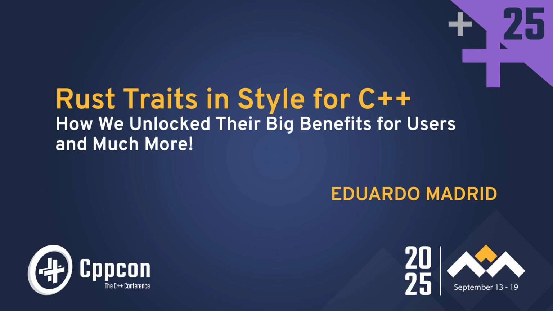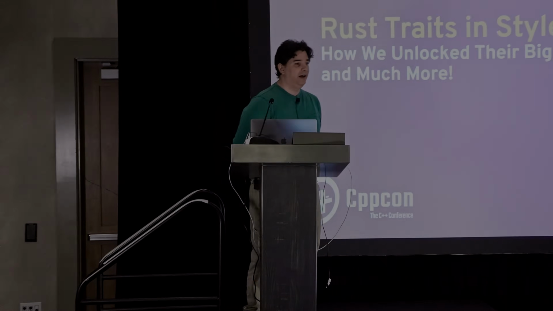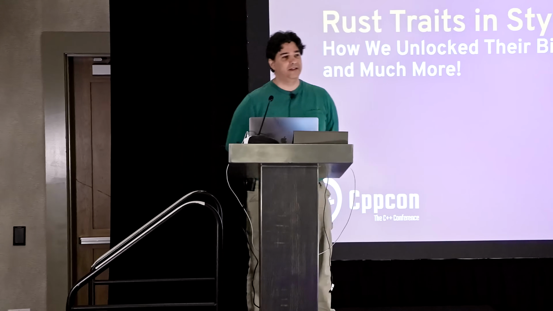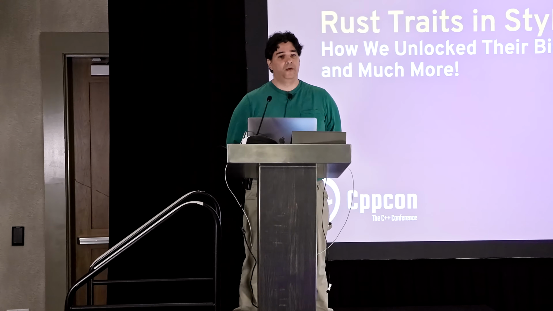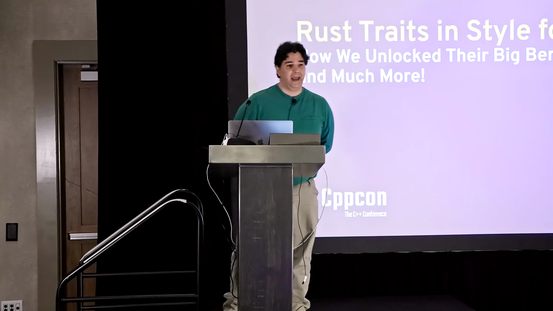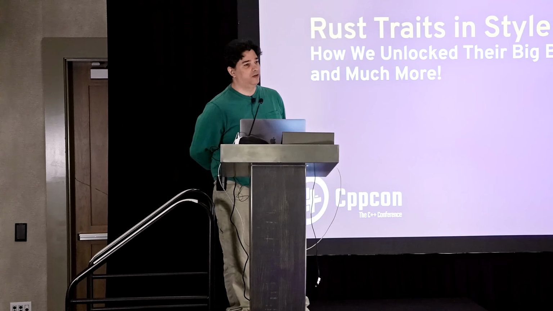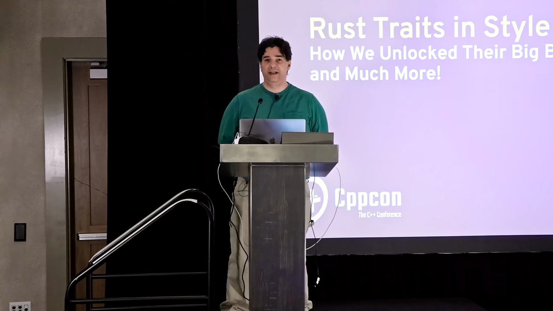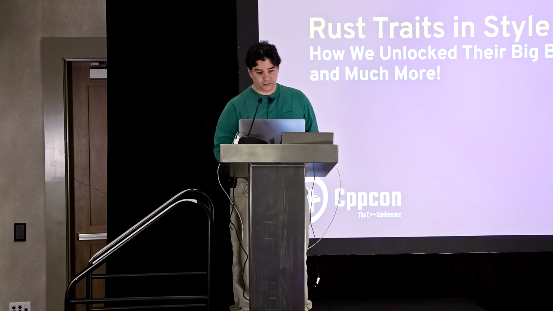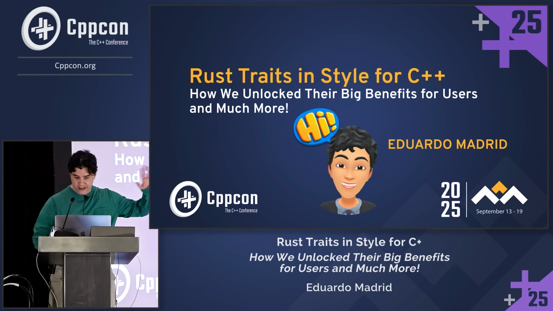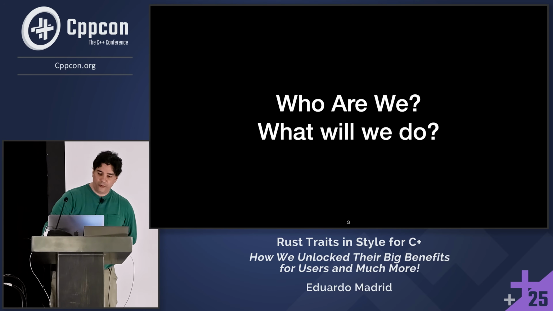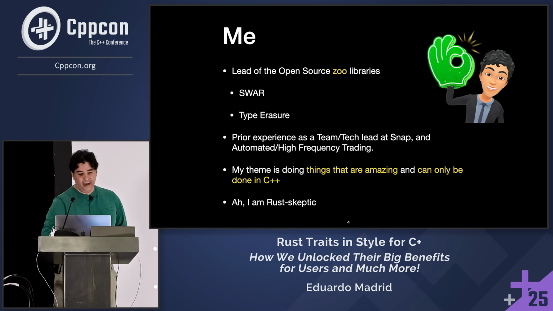The subject matter that we're going to talk about is how to do the same thing that we do in Rust for runtime polymorphism and capture that in C++, which will give us a lot of advantages and options that we can profit from. So, who are we? What will we do?